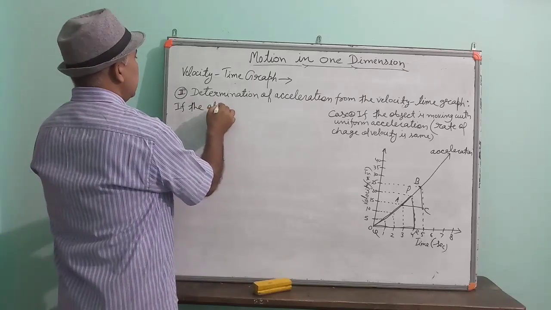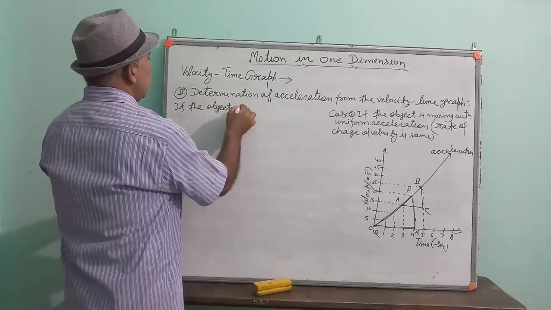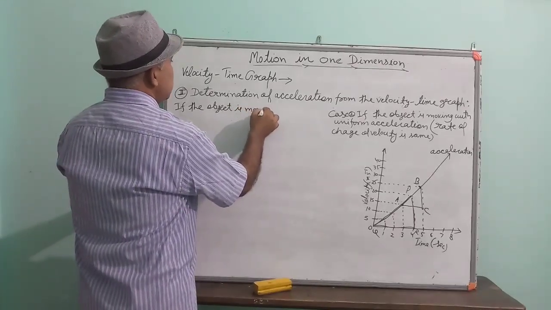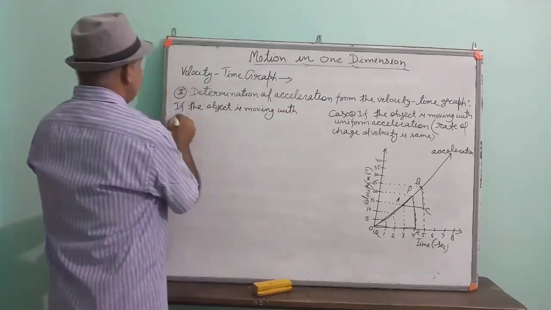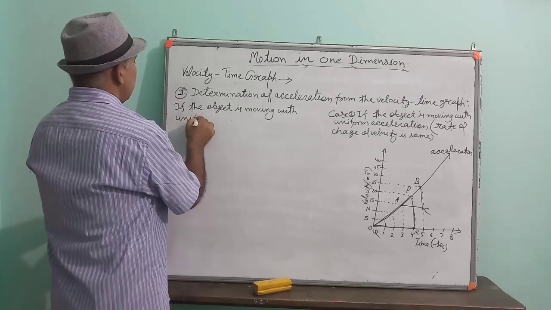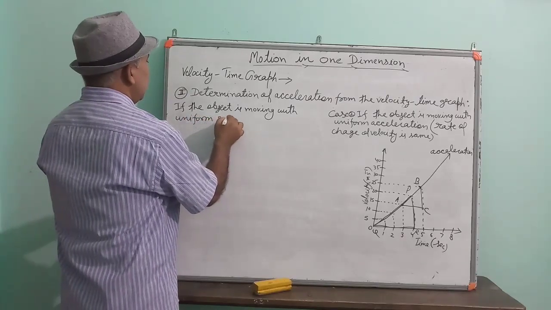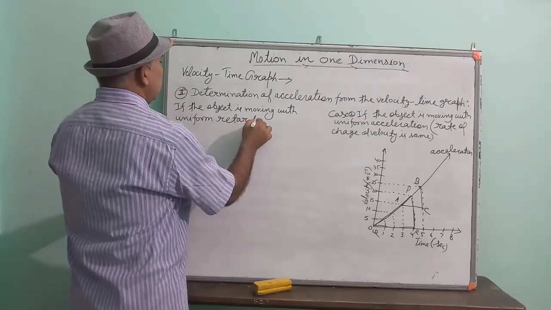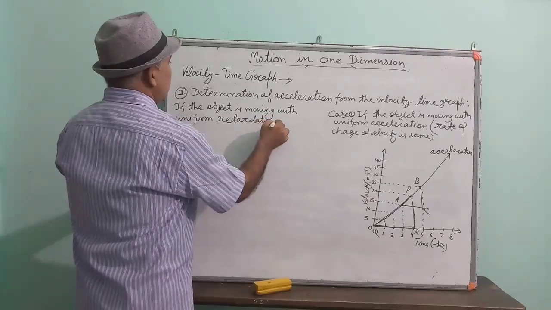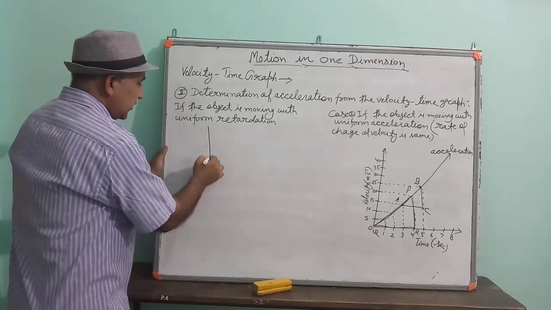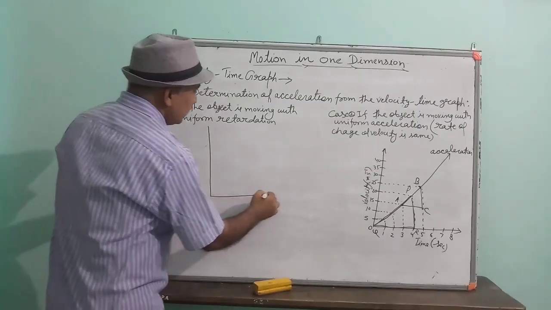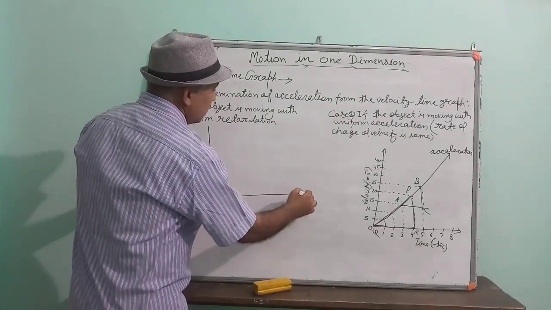If the object is moving with uniform retardation. Uniform retardation means the velocity is decreasing. See here.